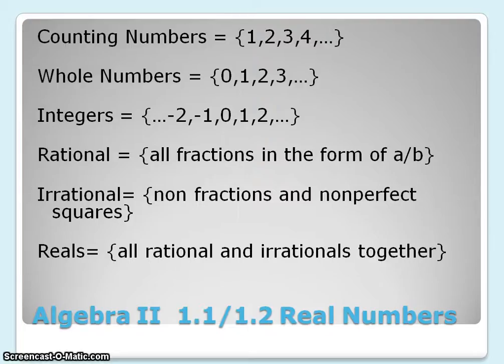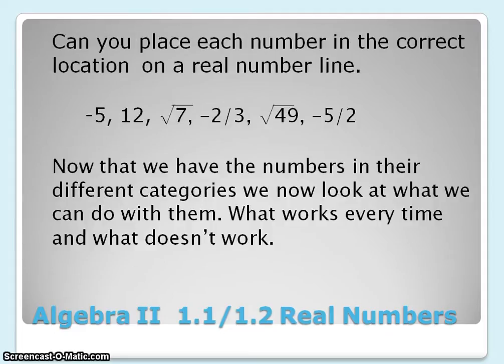And reals, all of our rationals and irrationals together. So this is kind of a branch, with counting numbers being the most specific up to rational. Irrational is kind of its own beast of sorts, and then we've got real numbers, which encompasses all of those.